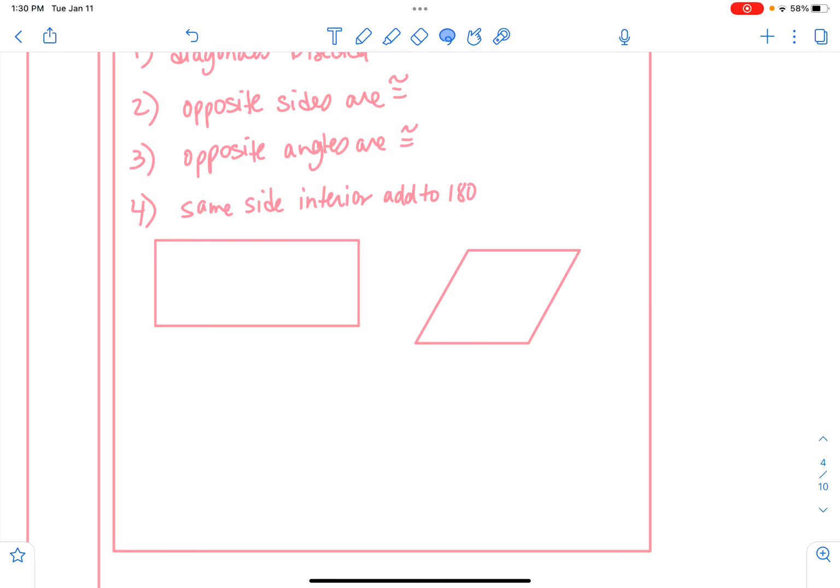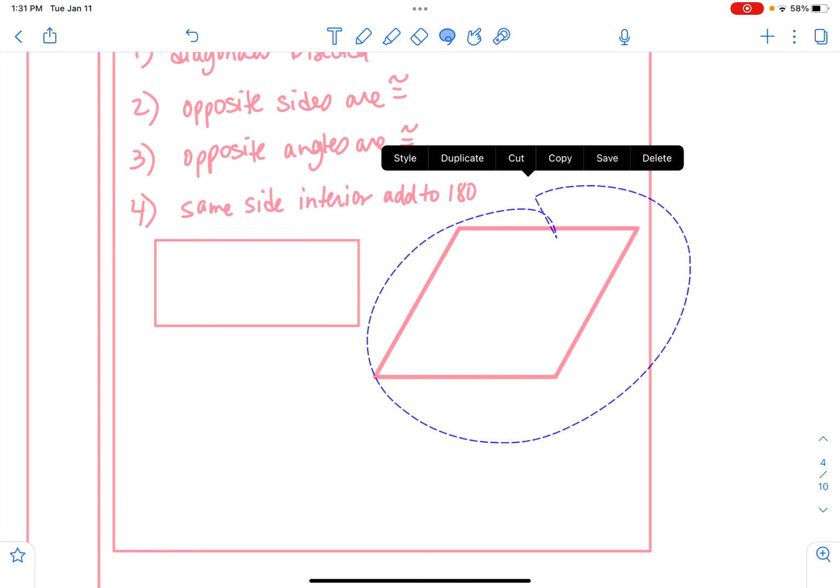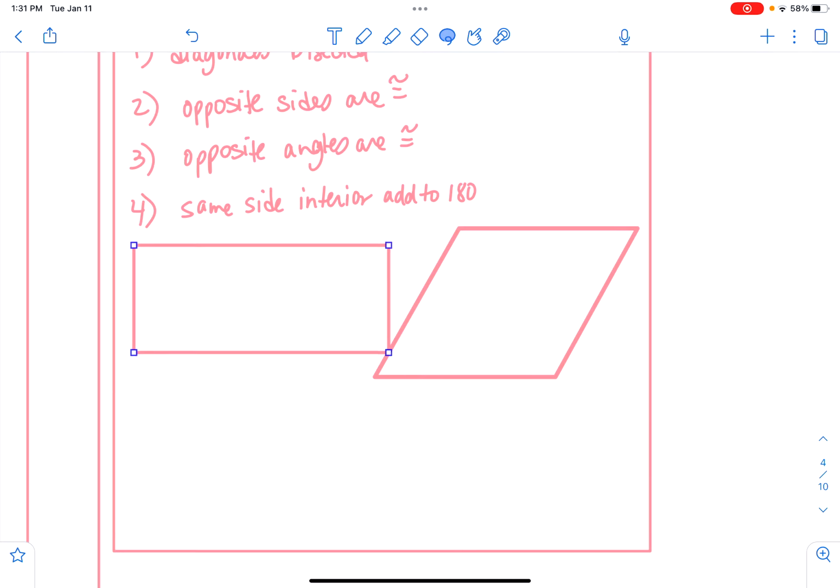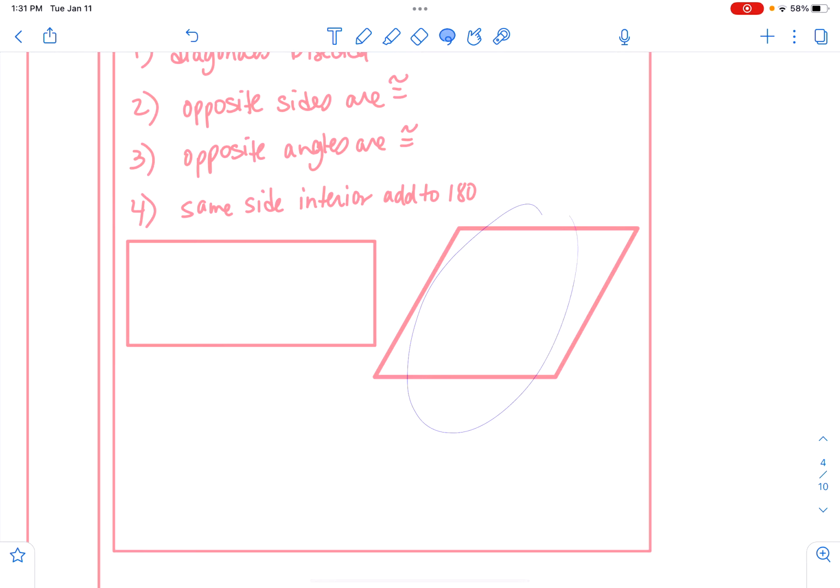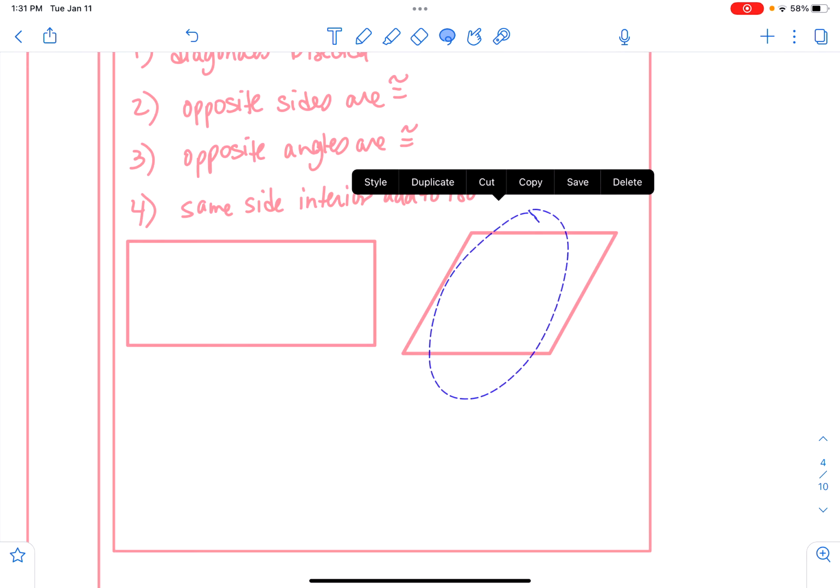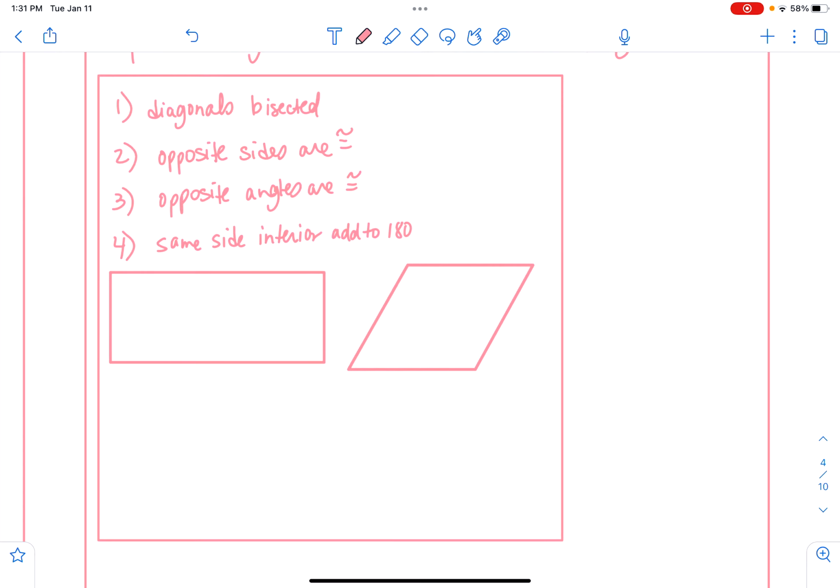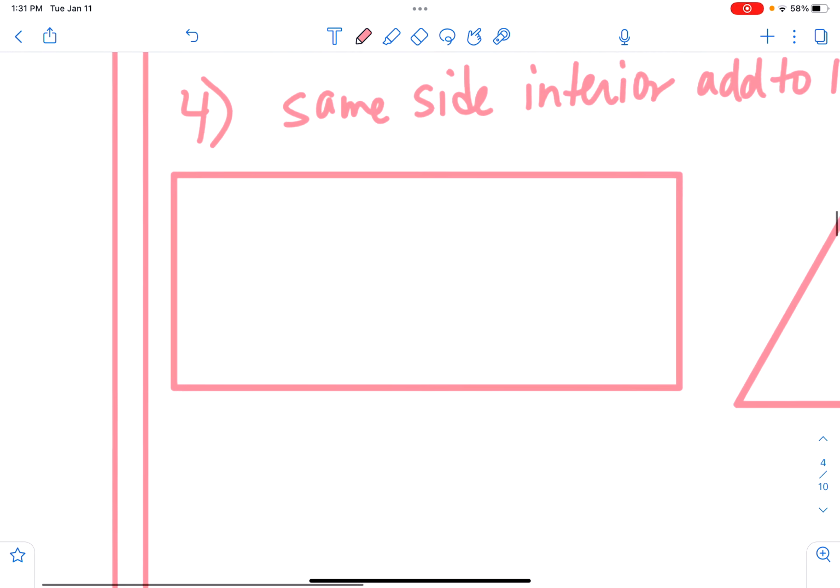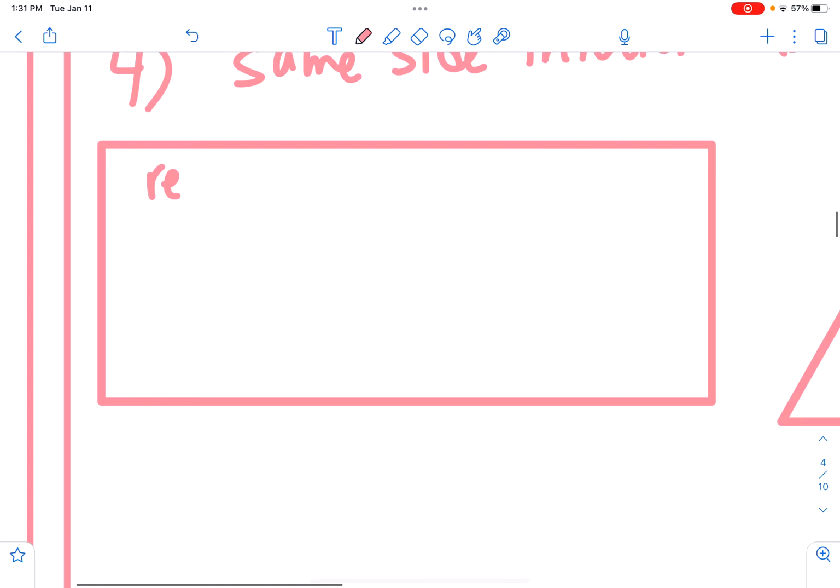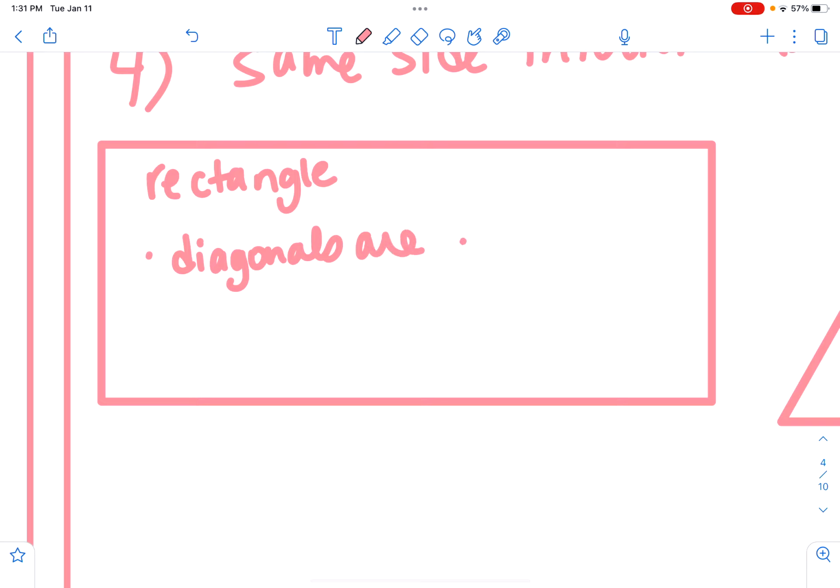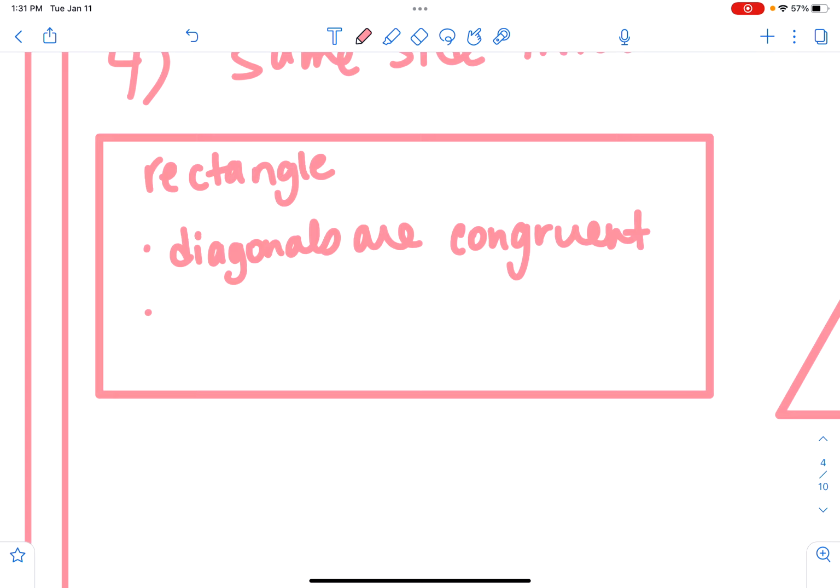Those rules we learned yesterday, today we're just saying it works both ways. If we know it's a parallelogram and these rules are true, we can say it's a rhombus. If we know it's a rhombus, we can say these rules are true. So it works both ways. So for a rectangle, we had that diagonals are congruent. And then, of course, just the regular definition of a rectangle, which says it has 4 right angles.